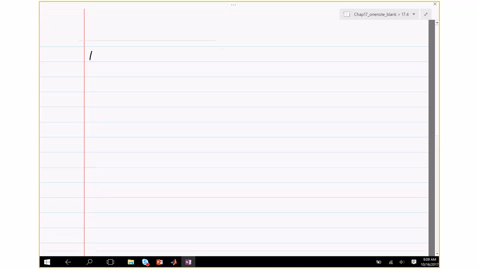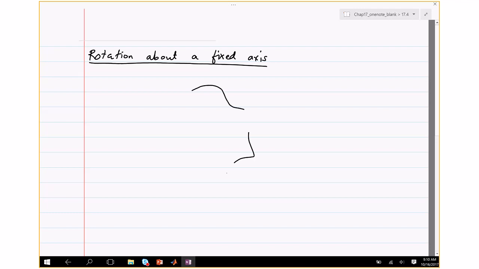Okay, so today's topic is rotation about a fixed axis. So I'm going to draw a random body, create a pin joint at a point O. The center of mass is not at O, and then it's acted upon by a bunch of forces, all external forces and moments.